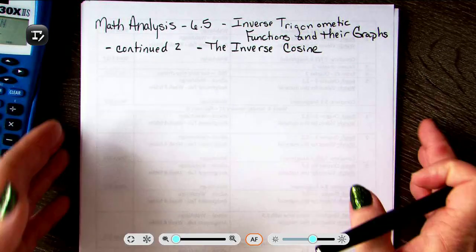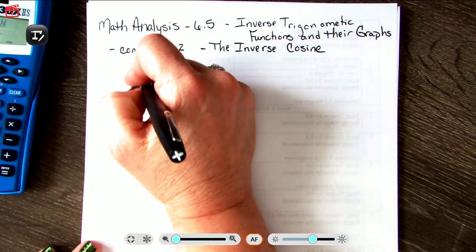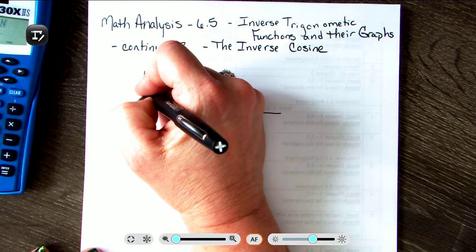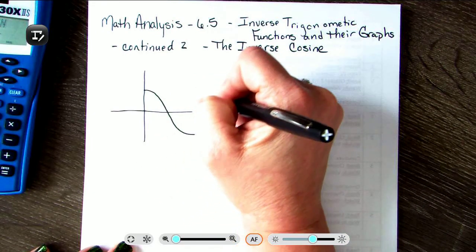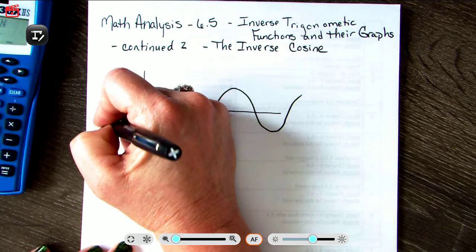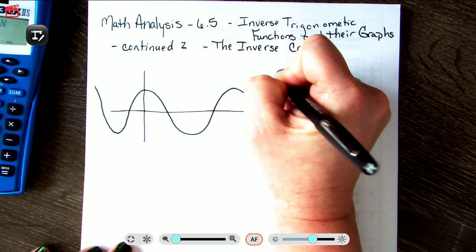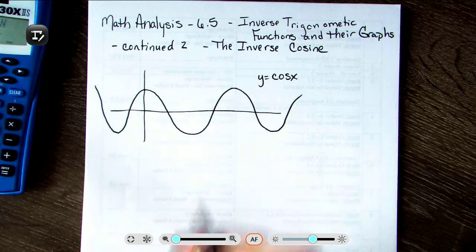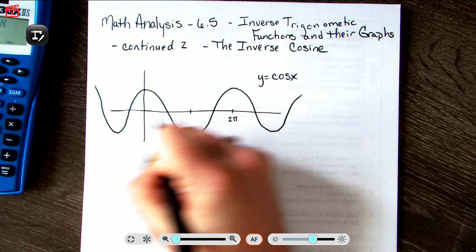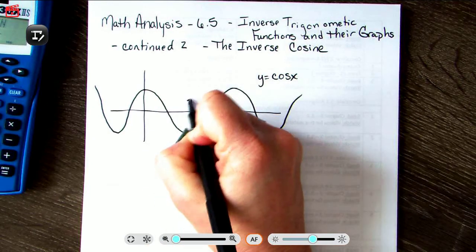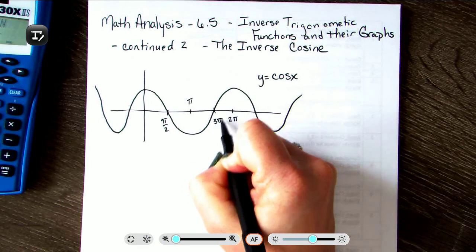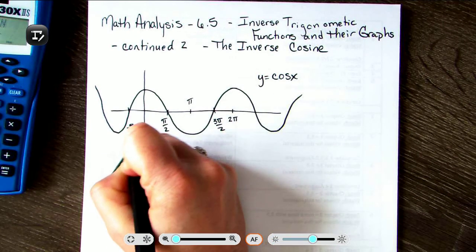So we're going to start with that cosine curve. The cosine curve starts up here and looks like that. So there's our y equals cosine. It goes through its complete cycle in 2 pi, goes halfway, there's pi, here's pi over 2, 3 pi over 2, there's our negative pi over 2.